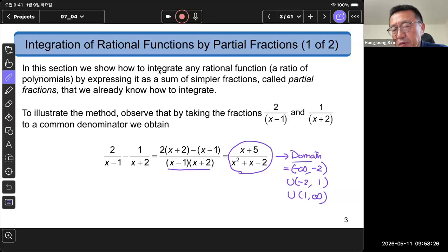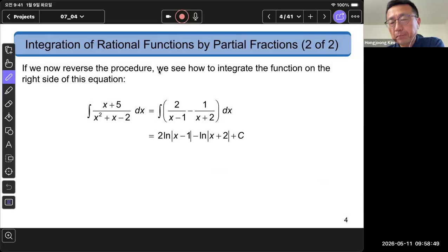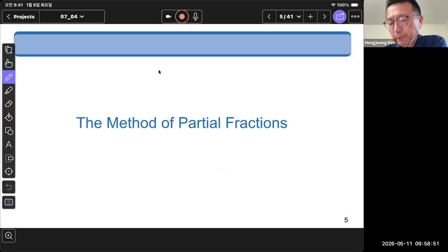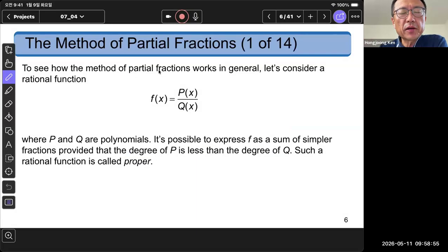So the domain of such rational function will be the union of these three intervals so that I can avoid the zero denominator. Anyway, that is the rational function, and we want to integrate such partial fractions. You can read the previous slides if you want.